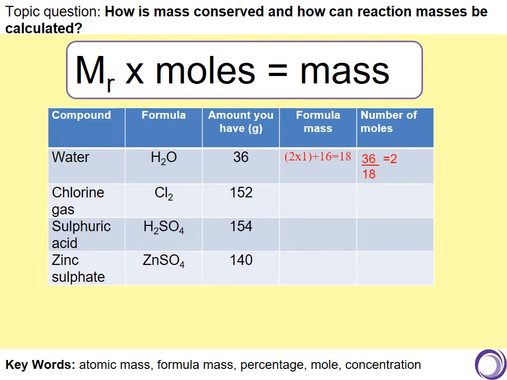So in this first example with water, we have 36 grams, and I need to know how many moles of water that is. So first of all, I work out the formula mass like we've previously done, and then I divide my mass by my formula mass, which will give me the number of moles.